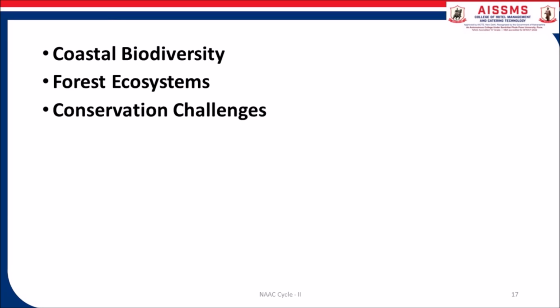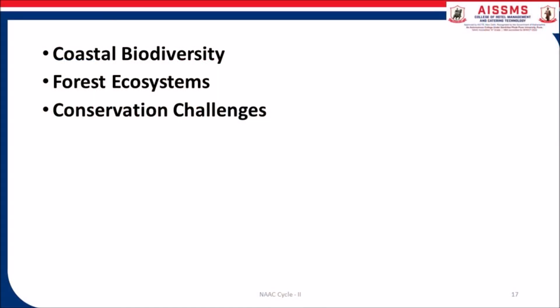birds. Forest ecosystem. Maharashtra has diverse forest ecosystems including tropical forest, semi-evergreen forest and thorn forest. These forests are home to a wide range of plant and animal species including several species of trees, mammals, birds, reptiles and insects. Conservation challenges. Like many other regions, Maharashtra faces various conservation challenges including habitat loss and fragmentation, poaching, human-wildlife conflict, invasive species and climate change. Efforts are being taken by the state government, NGOs and the local communities to address these challenges and conserve Maharashtra's biodiversity for future generations.